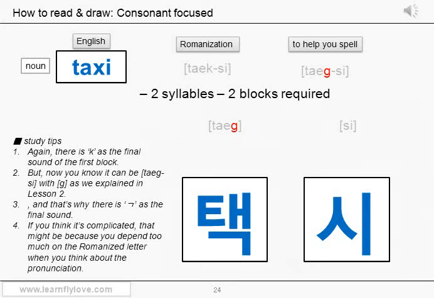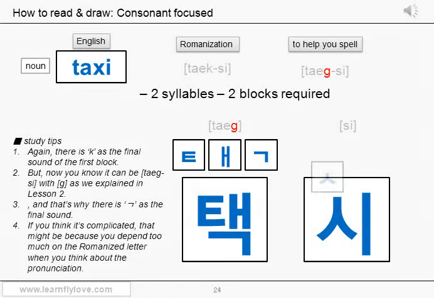The first consonant is T, like T in English. And the vowel is A. You already know this vowel sounds A, don't you? Okay. And the final consonant is G, like G in English. So it's T, A, tek. And the initial consonant of the next letter is S, like S in English. And the vowel is E. So it's S, E, shi. Tek shi.